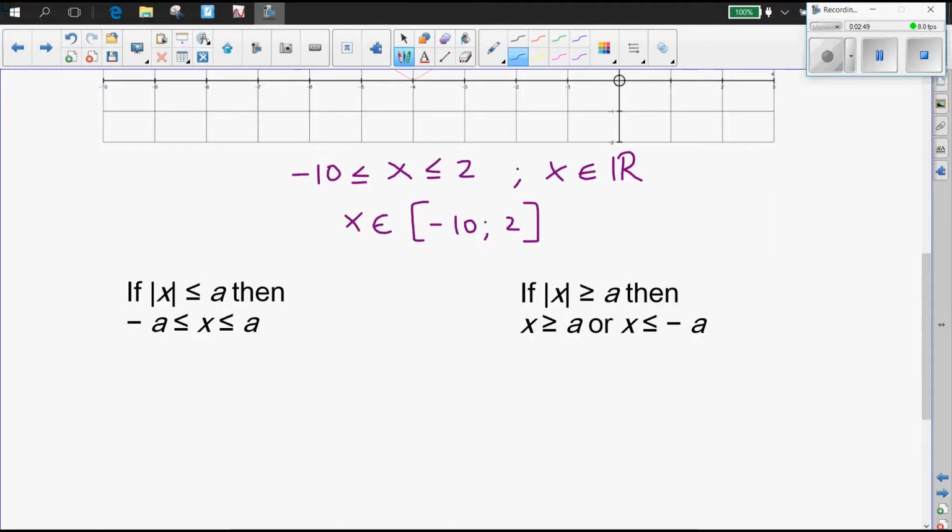We may formalize this by saying that if we have the absolute value of x less than or equal to a, then x is less than or equal to a, but greater than or equal to negative a. In our question, x was less than or equal to 2, but greater than or equal to negative 10. Similarly, if the absolute value of x is greater than or equal to a, then x will be greater than or equal to a or less than or equal to negative a.